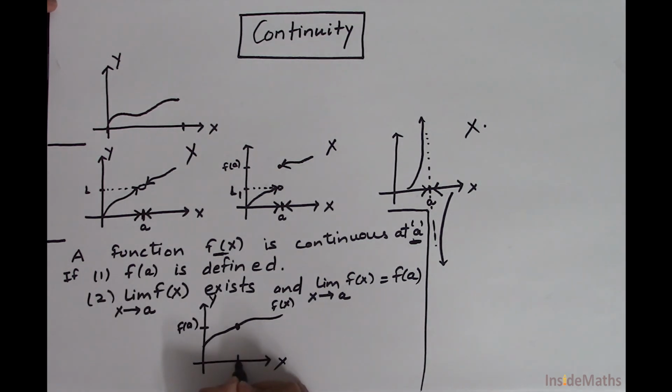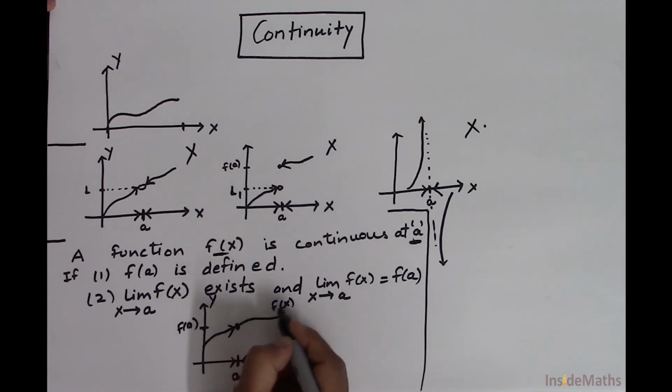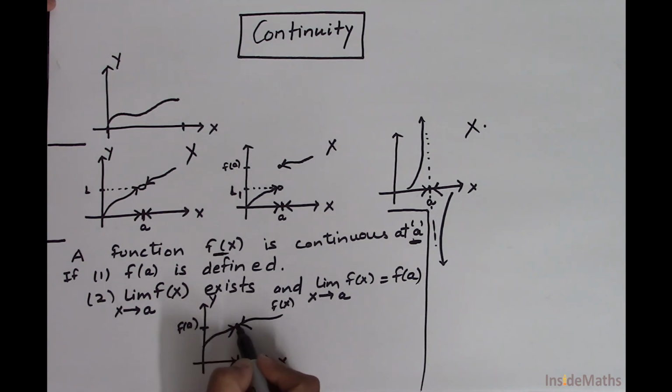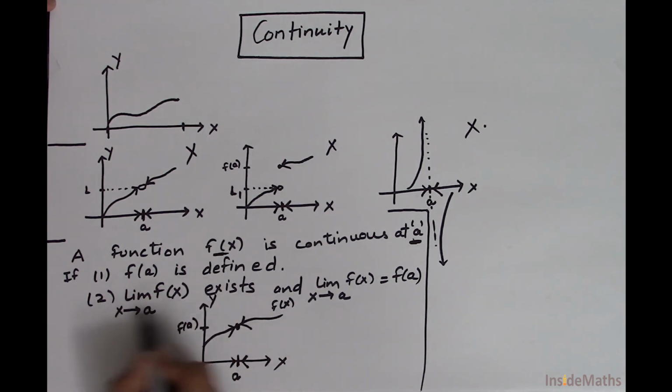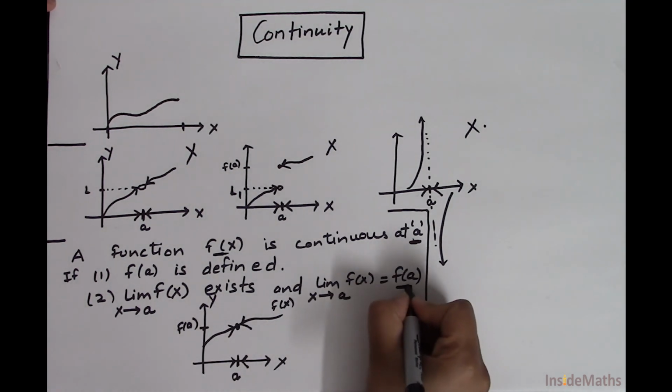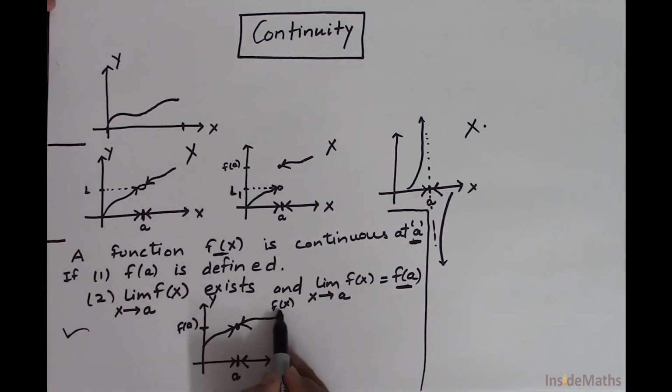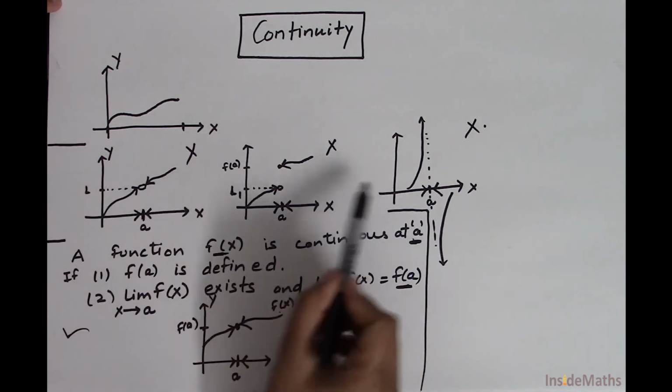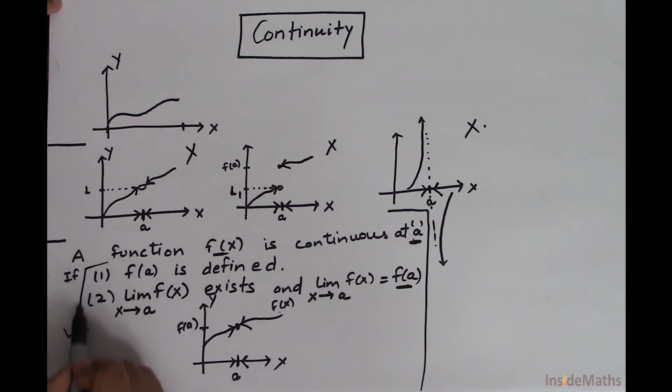Now here at the point A, f of A is defined and the limit also exists, as when x is approaching A from the left, the function is approaching this point which is f of A, and from the right, when x is approaching A, the function is approaching again f of A. That means the limit exists and is equal to f of A. That means this function is continuous. So now you see the relation between the graph and the formal definition of continuity.